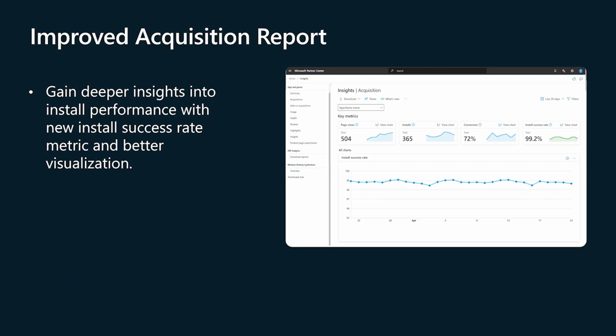Last but not least in the reporting category, we enhanced the acquisition report to give you clearer visibility into your app's acquisition funnel and your install success metric. We know that many things can happen between a user clicking the install button and the installation completing successfully. With the new install success rate metric and our new visualizations, you will clearly see how many installs are completed and where users might be interrupting the process.